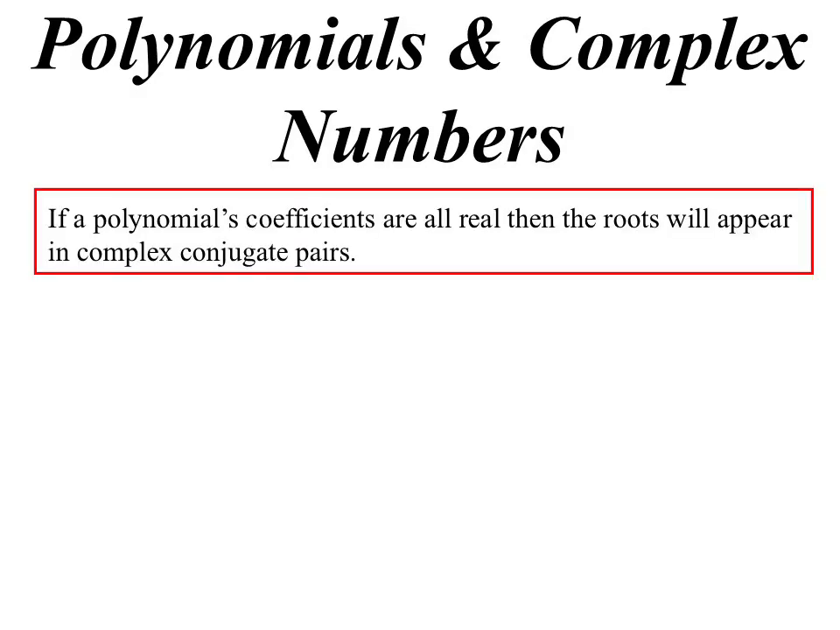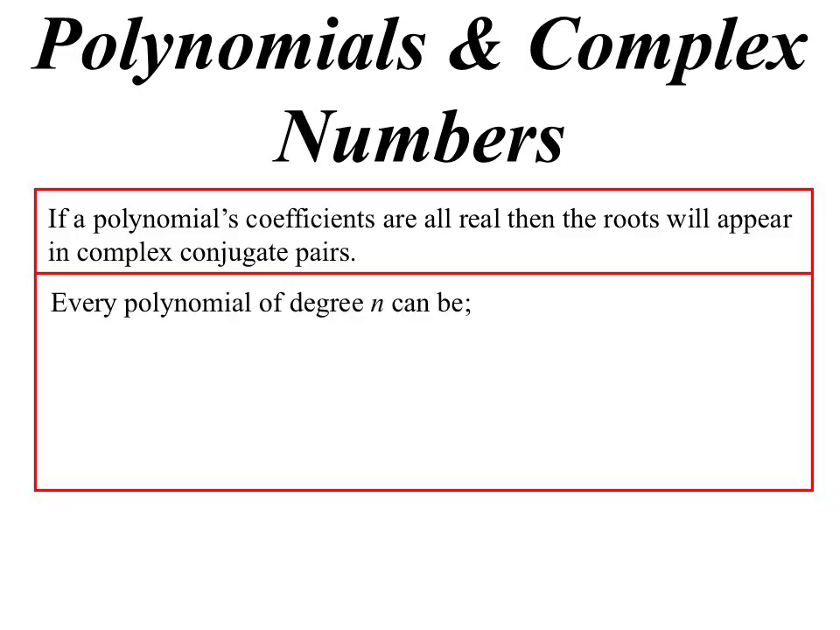Let's look at the relationship between polynomials, but now that we're using complex numbers. One of the interesting things that occurs is this: if all the coefficients in that polynomial are real, then when we factorise it, those roots must appear in conjugate pairs.